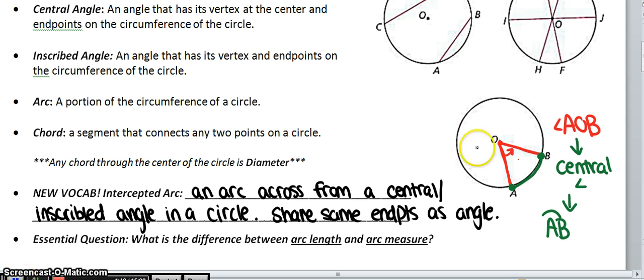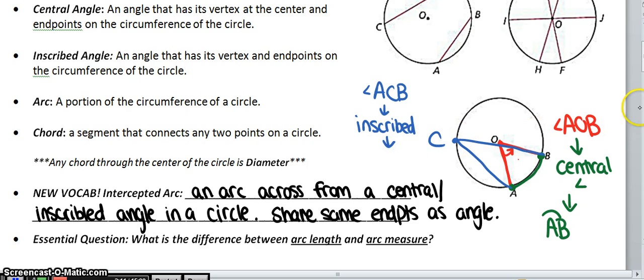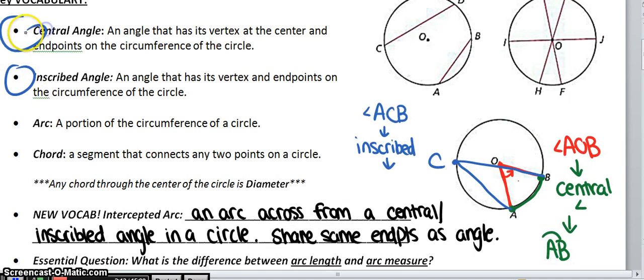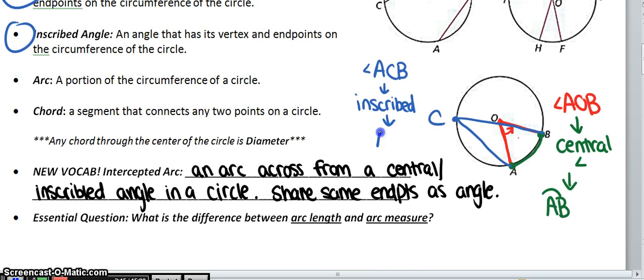Okay, you can also have an inscribed angle that works the same way. So let's say you have this inscribed angle here, and I'll call this point C. So if we're talking about inscribed angle ACB, it's inscribed. Okay, it's not central because it's not in the center. It's inscribed because its vertex is on the edge, which those vocab words are right here. Then its intercepted arc would also be AB because the endpoints, or where it opens up to, are A and B. The endpoints are the same as the angle.